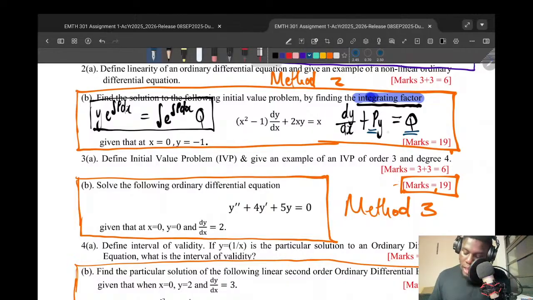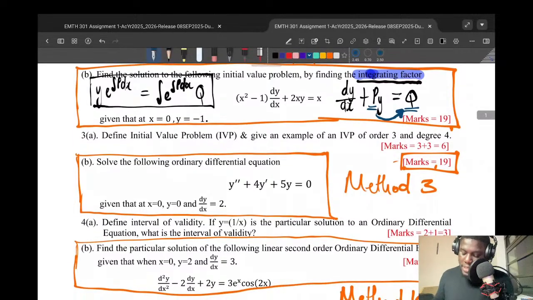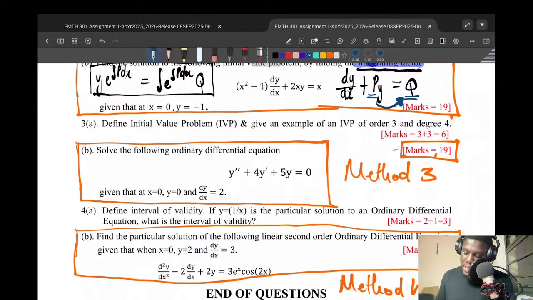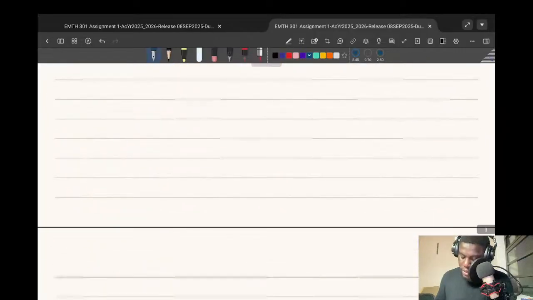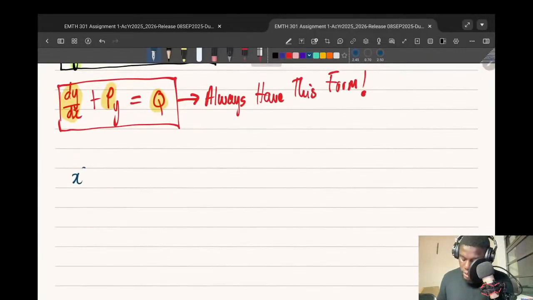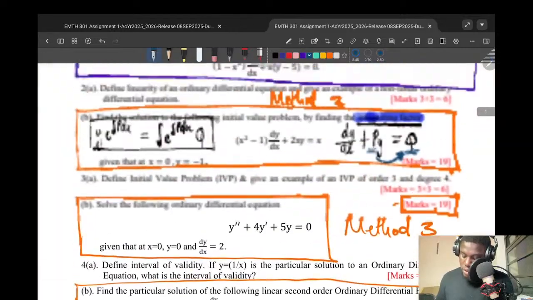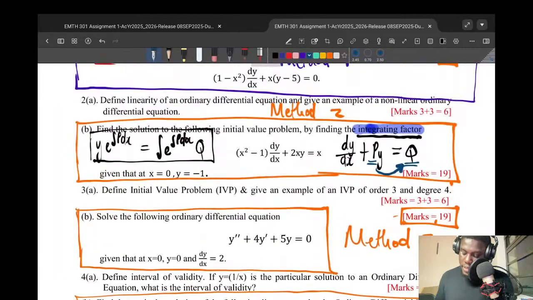And make sure it's on the other side of the equal sign so that when you're choosing it as a q, you are choosing it with the right signs. You have to choose it with the right signs, and it has to be on the other side of the equal sign for that to happen. You understand? So, what did I have? x squared minus 1 dy dx plus 2xy is equal to x.